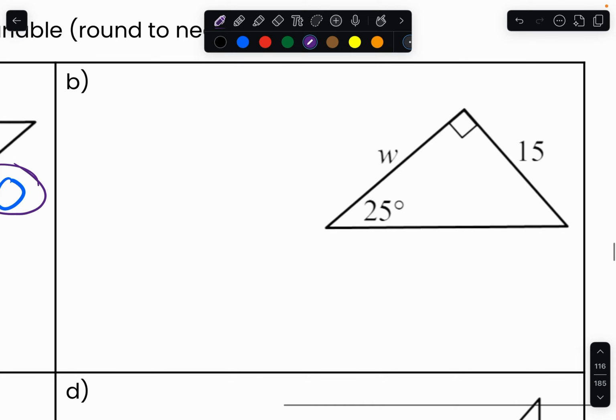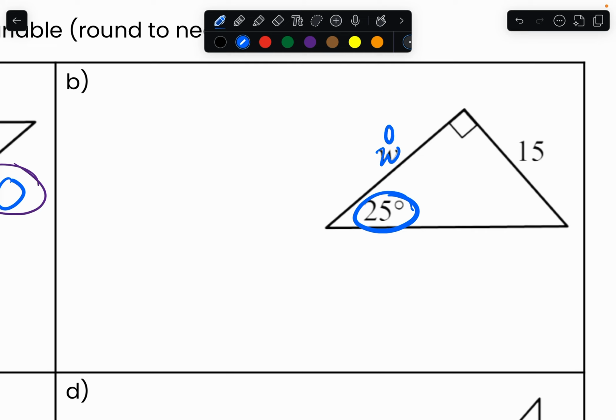Now question B, same thing. We're going to start with our first step. Where is my reference angle? My reference angle is right here, 25. What type of side is this W to my reference angle? Well, this is adjacent because it's a side that's next to my reference angle that's not the hypotenuse. What type of side is my 15? It's literally opposite, away from my angle, so this is going to be opposite, or my O. And actually, let me change this adjacent here to A.